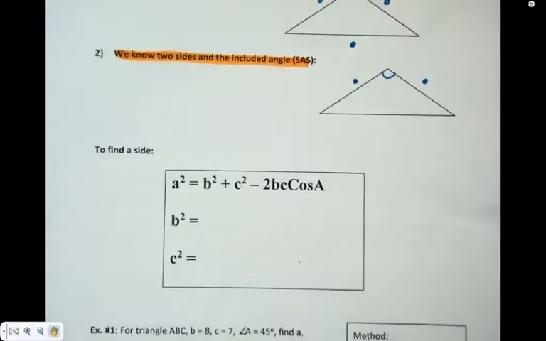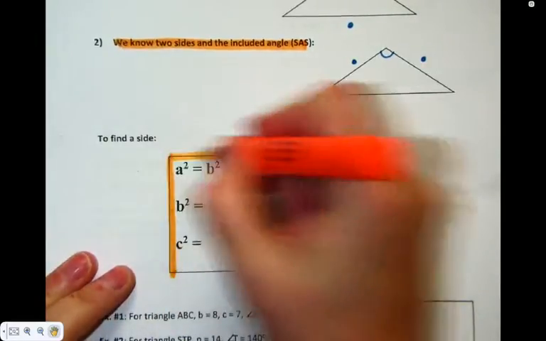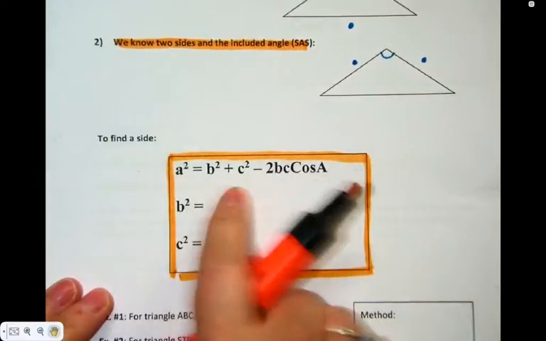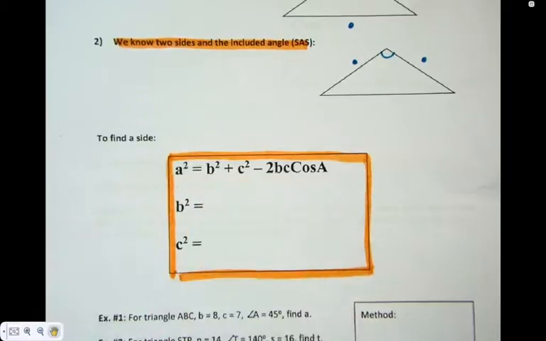To find a side, here's your formula. A squared equals b squared plus c squared. And if I pause there, what do you see in that first part of the formula? It's kind of Pythagorean theorem. But then there's a minus 2bc cos A. That's one that's up there. That's one that's on your formula sheet.